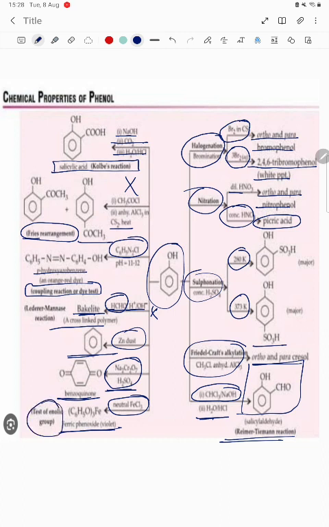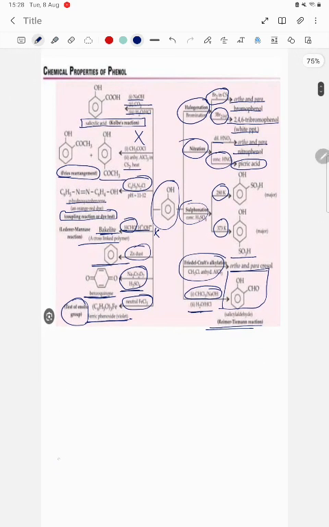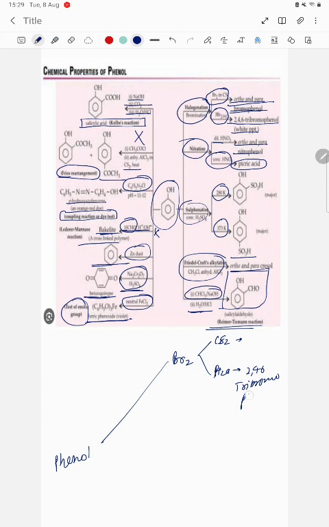So what you got to know is that there are many reactions in this one. The first one, with Br2: if you are taking CS2, para bromophenol it will give, but if you are taking bromine water, it will give 2,4,6-tribromophenol, that you need to memorize.